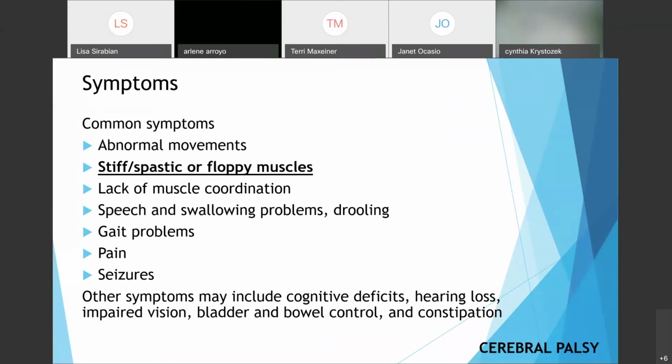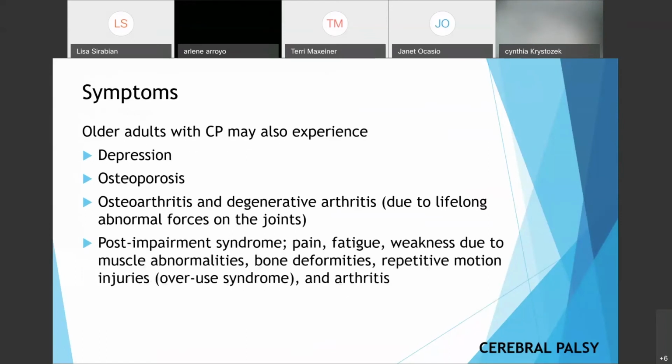Common symptoms with cerebral palsy: of course, abnormal movements, stiff, spastic, or floppy muscles, a lack of muscle coordination, speech and swallowing problems, and drooling can be a problem, gait, pain, seizures. Other symptoms might include cognitive deficits, hearing loss, impaired vision, bladder and bowel control, and constipation. So the older adults that we see with cerebral palsy may also experience depression and osteoporosis.